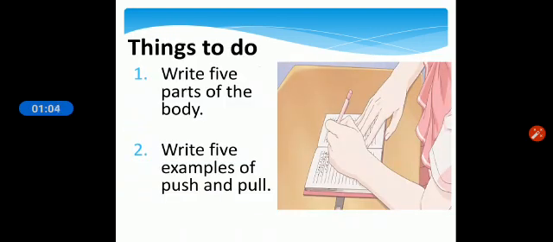Dear students, there is a task for you. Write 5 parts of the body and write 5 examples of push and pull.